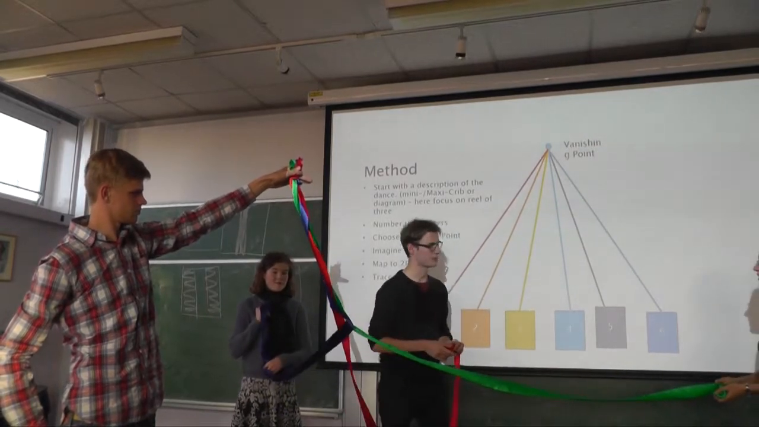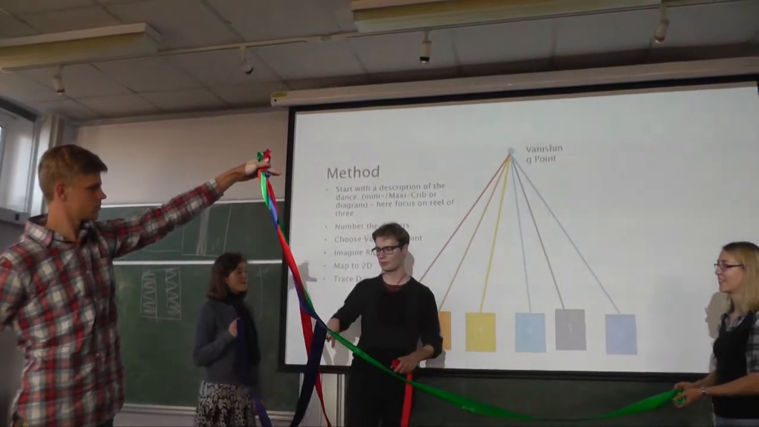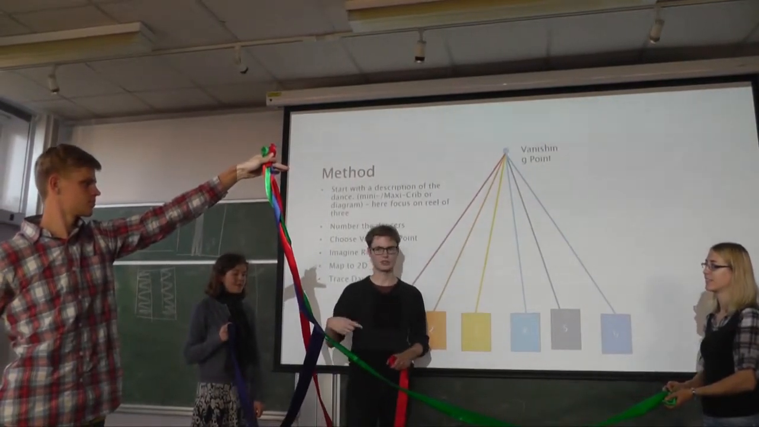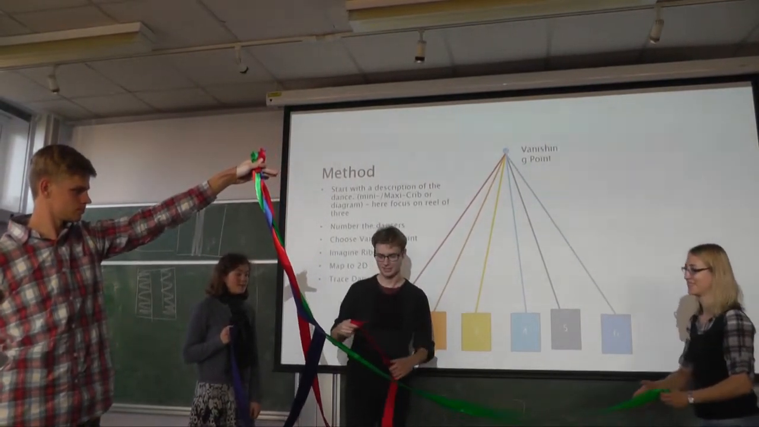So the resulting braid word from this, from 2 swaps, is sigma 2, sigma 1 inverse, and then you can just repeat that. Thank you very much.